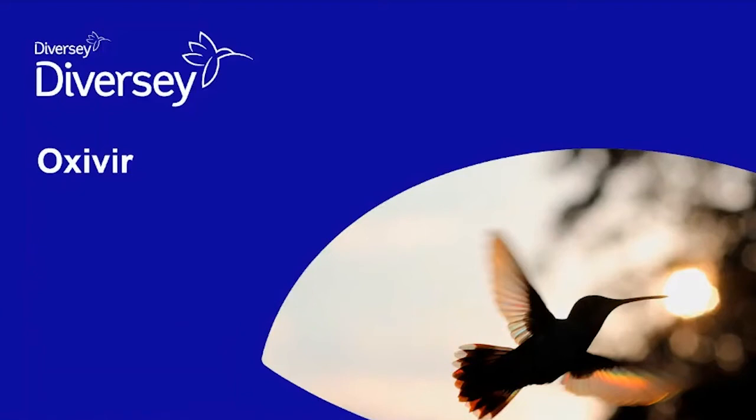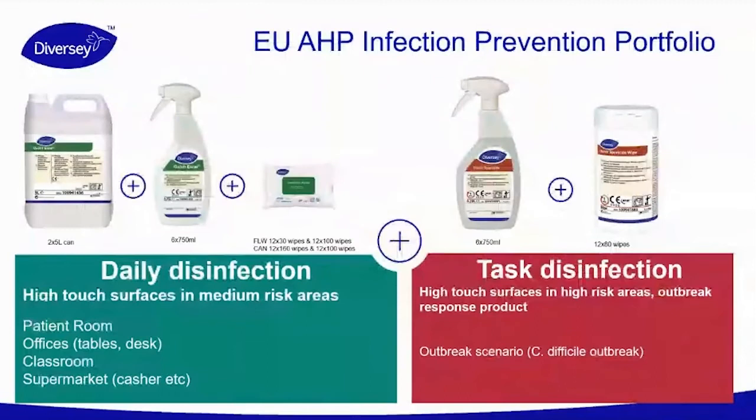And here on this slide, you can see on the left side our daily disinfection range, which is called Oxygenrich Cell, where we can have it in different packaging, so in concentrated, in ready to use, and in pre-wetted wipe. It's dedicated for your daily use for high touch surfaces in medium risk area, for example, patient room, offices, table, desk, classroom, supermarket, etc. And then we have our Oxivir Sporicide range, which is dedicated for a task or outbreak disinfection. So for high touch surfaces in high risk area.